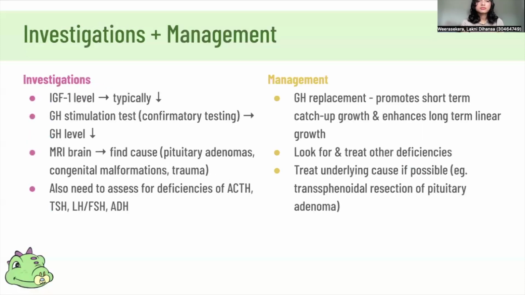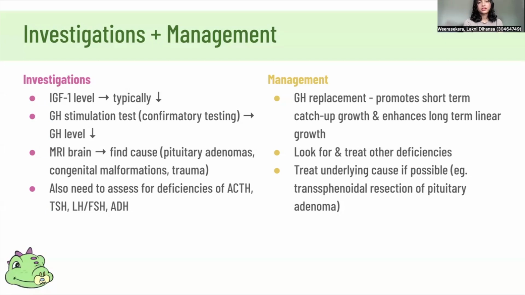Okay, in terms of investigations, you want to do your IGF-1 levels, which is typically low, growth hormone stimulation test, which is how you confirm growth hormone deficiency. You can do an MRI brain to investigate the anatomy of the pituitary gland, as well as congenital malformations and trauma. Also need to assess for deficiencies of ACTH, TSH, LH, FSH, and ADH. If you go back to the flowcharts of the hormones, you'll see that these are all hormones produced in the pituitary gland.